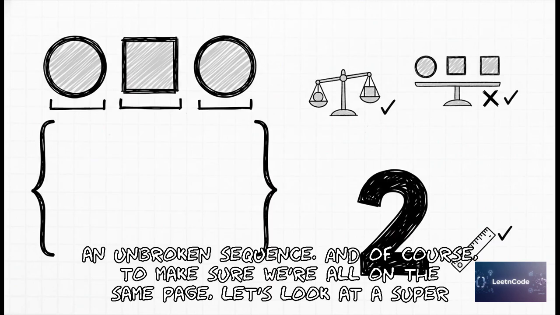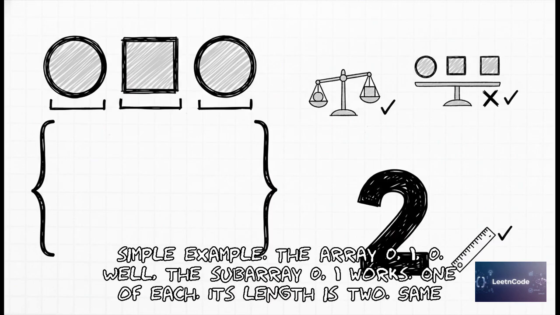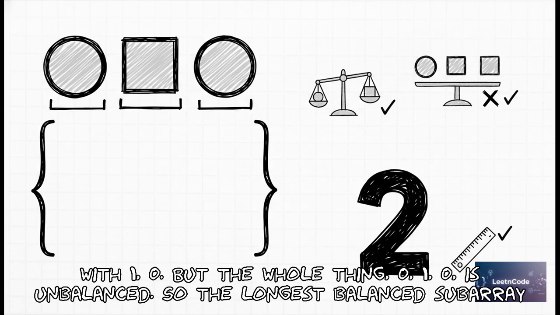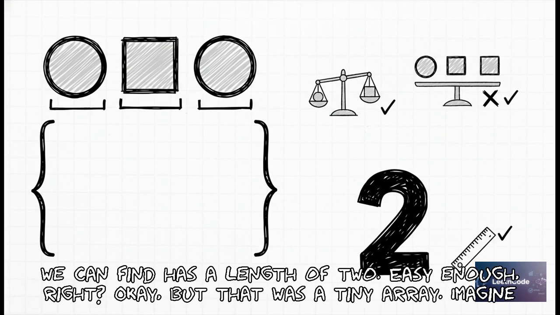To make sure we're all on the same page, let's look at a super simple example. The array 0, 1, 0. Well, the subarray 0, 1 works, one of each. Its length is 2. Same with 1, 0. But the whole thing, 0, 1, 0, is unbalanced. So the longest balanced subarray we can find has a length of 2.